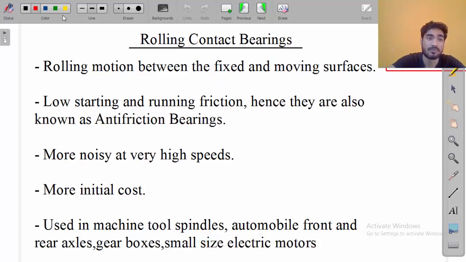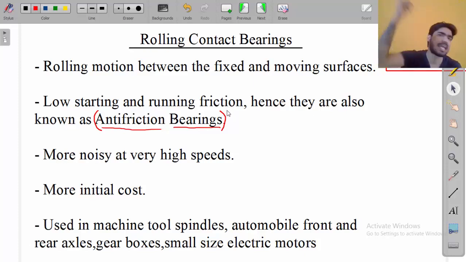Now this point is very important, my friend. I want you to remember this, because sometimes in exams there will be a one mark question: what is an anti-friction bearing? Rolling contact bearings are known as anti-friction bearings. Why? Because their running friction and starting friction are both very, very less. Only if you increase the speed very high will the friction increase. Otherwise, at moderate or low speeds, the friction is almost negligible.